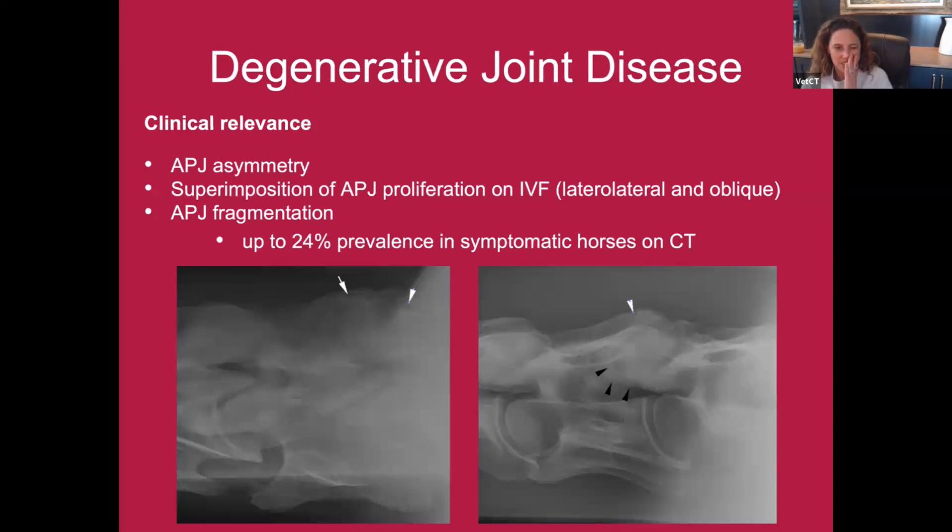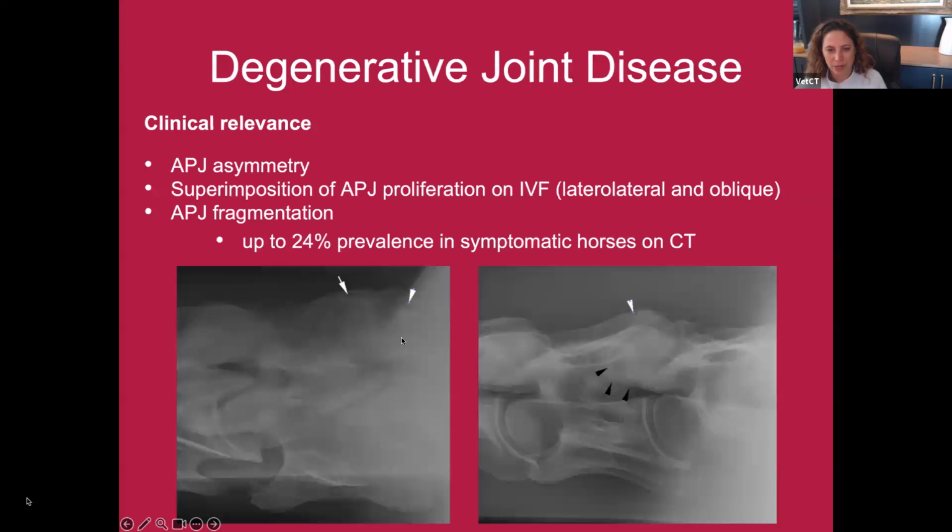So asymmetry. If the articular process joints are asymmetrically enlarged, that tells me that one side is likely abnormal due to arthrosis. This is an example of a lateral projection in a horse that has enlarged articular process joints, but they're asymmetric. Here's one, and the black arrows point to the other. So that may have a little bit more clinical relevance in my mind.